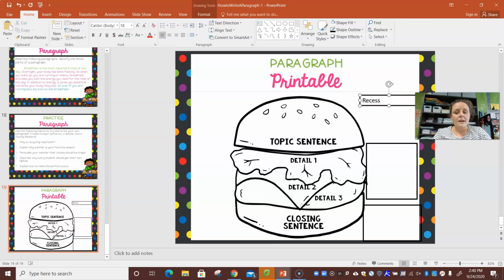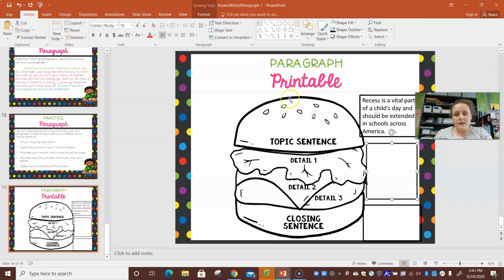So recess is a vital, which means important, part of a child's day because it provides exercise. Recess is a vital part of a child's, that's kind of getting into the details. Recess is a vital part of a child's day. Sometimes I gotta correct myself. And should be extended in schools across America.